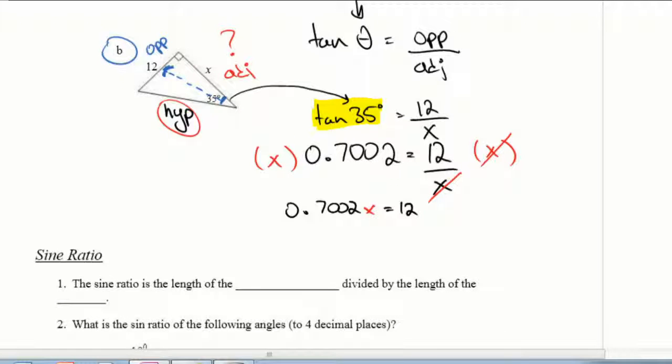And then I'm going to take both sides and divide by 0.7002. So it's going to divide out on the left, and I'm going to be left with x. And then 12 divided by 0.7002, or 12 divided by the tangent of 35, is equal to 17.1. And that's a length. I don't have any units, so I'm just going to go with 17.1.